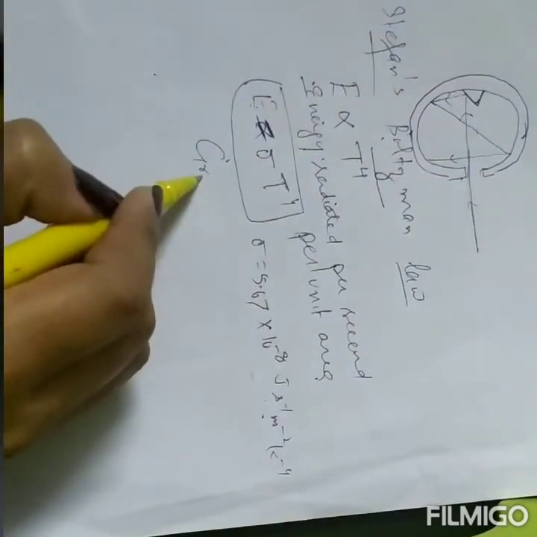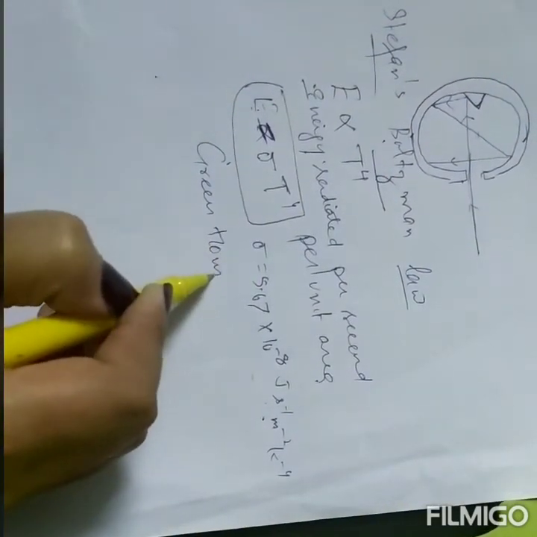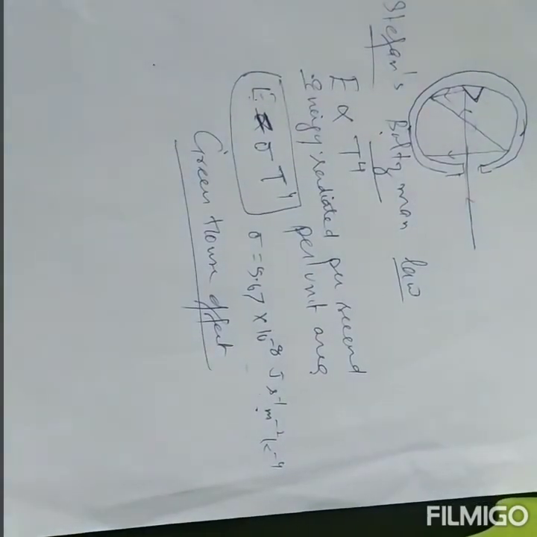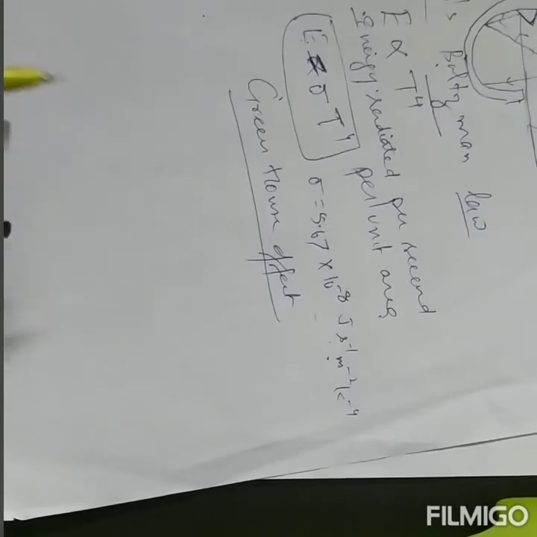Then there is the greenhouse effect. Now what is the greenhouse effect? Basically, it keeps the temperature of the earth warm during night also. It keeps the earth warm. So this is required also, the greenhouse effect.